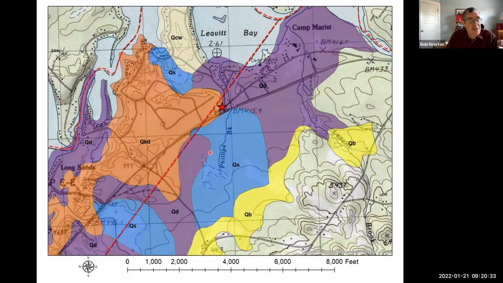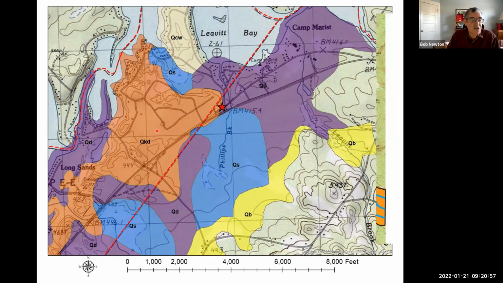So they're very different kinds of materials between here, here, and here. The blue represents swamp deposits that are right at the surface. The purple is going to be more of the finer grained deposits associated with the lake. And this is the coarsest material here.